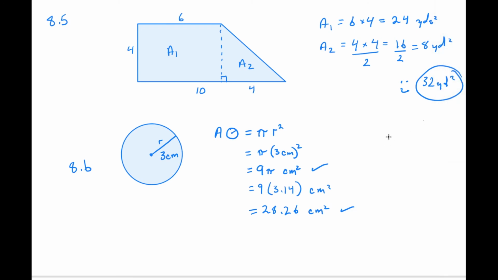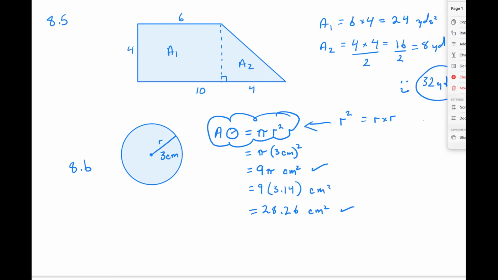Oh, by the way, before we move on, this is a formula. You need to put it in the back of your notebook. The area of a circle is pi r squared. So that means you square the radius, and to square the radius, that means you say the number times itself. So this equals r times r. Okay? All right. Now I'm going to clear the page and we'll do some more.